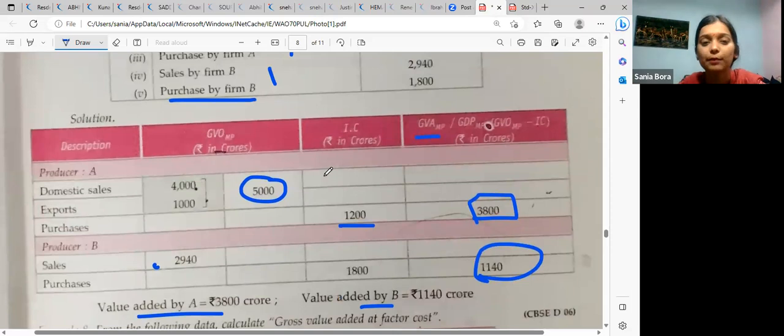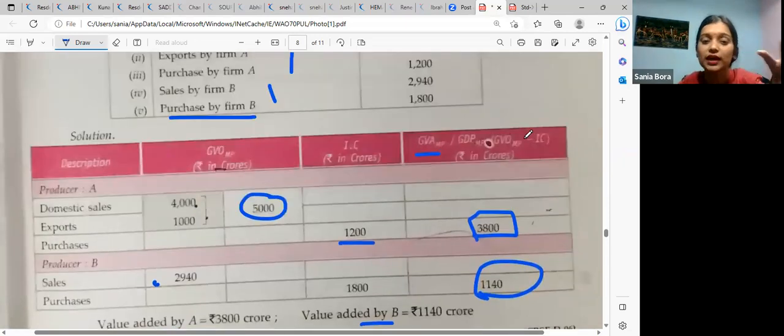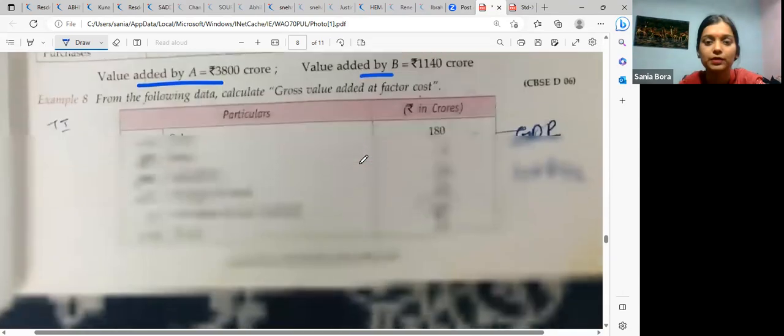Yes, it's not always compulsory that you draw a table, but in a table it becomes easier. Instead of calculating everything, you can do it as well. Like GVO at MP, domestic sales plus export, GVO at MP. Then IC also you have to do over here like this. So these are the questions you will be getting where they are asking you to individually calculate firm A and firm B. Okay, so question type 1 is here.